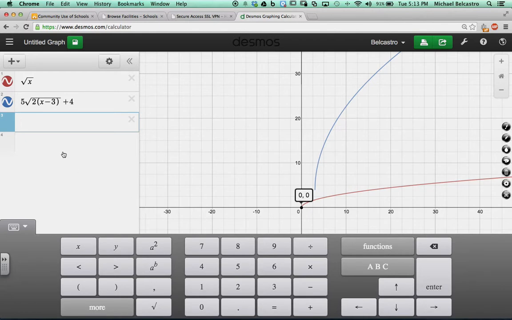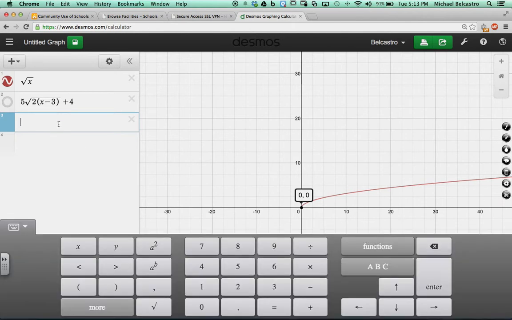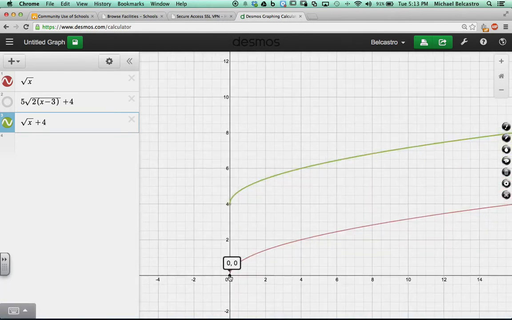I'm going to get rid of our blue one for now. Let's say we have our root of x, and the first thing we want to do is move it up 4 units. So I put in plus 4, and if you notice, we'll zoom in again, this coordinate has essentially moved up 4 units, 1, 2, 3, 4 units to here.